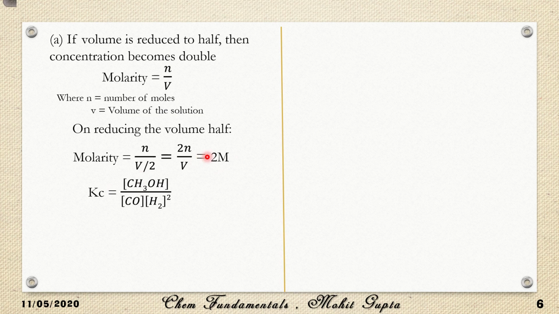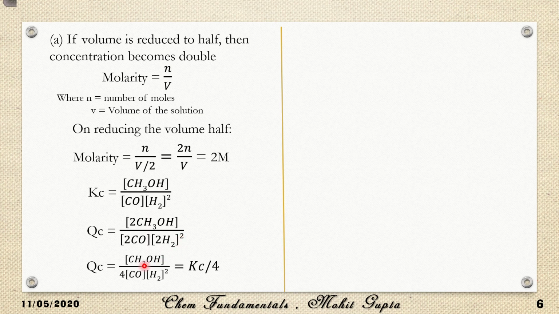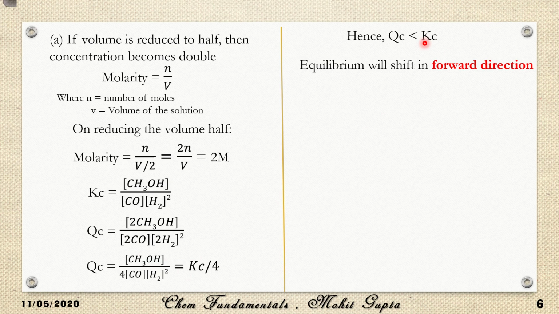So in that case, we'll substitute the values and put 2 everywhere. This 2 will get cancelled by this 2 and we have 2 whole squared. The 2 squared, which equals 4, so Qc will become 1 by 4 of this, and this is your Kc. So we can say the concentration quotient is now 1 by 4 of Kc. Now here we can see that Qc is lesser than Kc, and in the last-to-last video we have seen that if the value of Qc is less than Kc, the reaction has not reached equilibrium. So since Qc is less than Kc and it wants to become equal to Kc, it has to move in the forward direction.